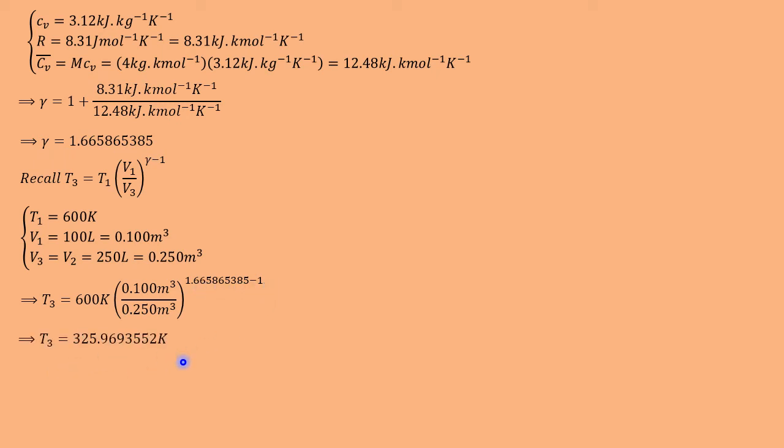So when you do that simplification, you should have T3 equals 325.9693552 Kelvin. So when you round up to the nearest unit, you should have T3 equals 326 Kelvin, which is the answer we had just seen.